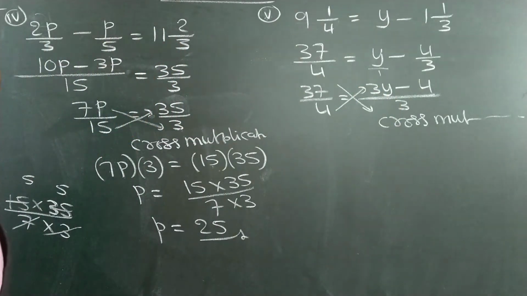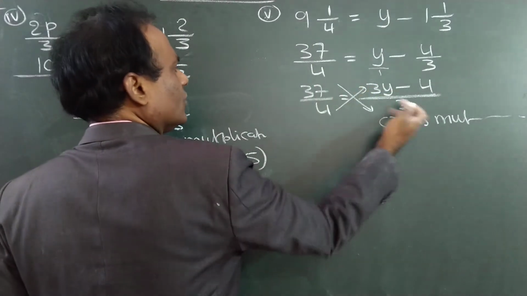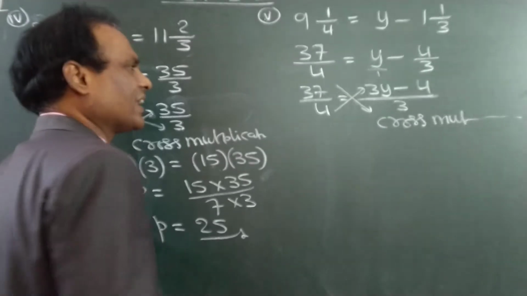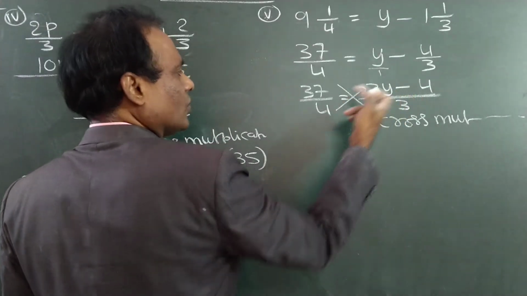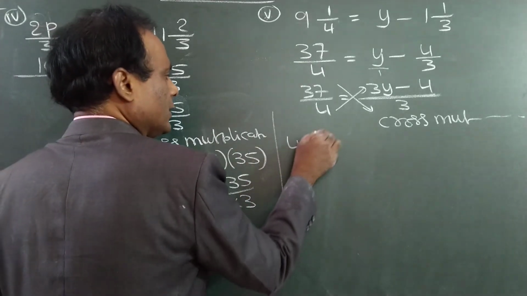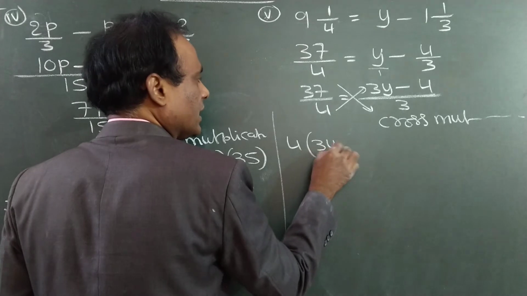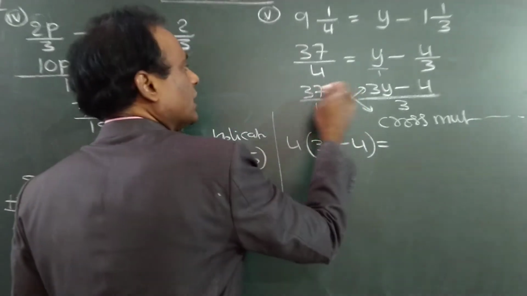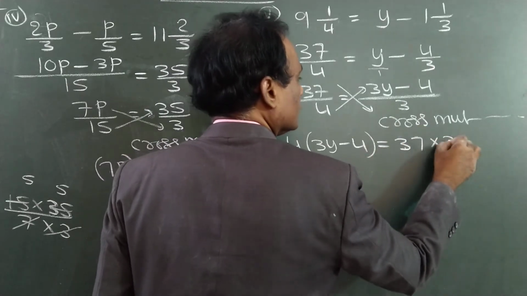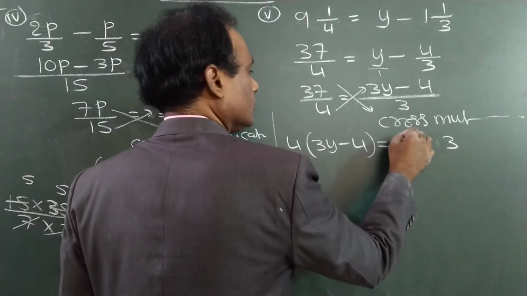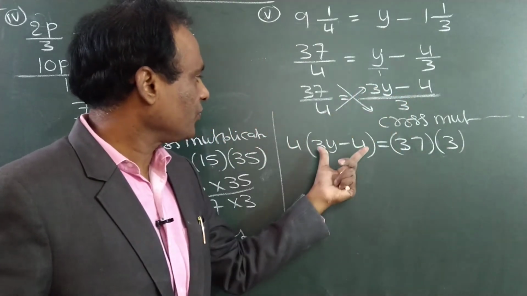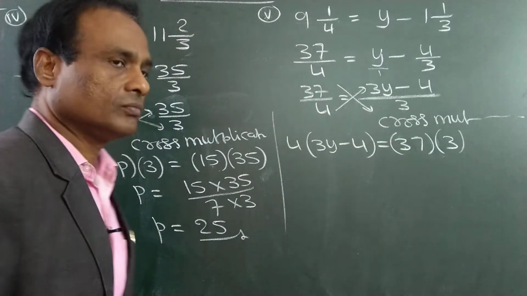Any way you can do. This into this is equal to, you can write this into this side, this into this that side. Any order you can write. Generally, if a y term is there, we write it on the left side. General process. So 4 into 3y minus 4 is equal to 37 into 3.